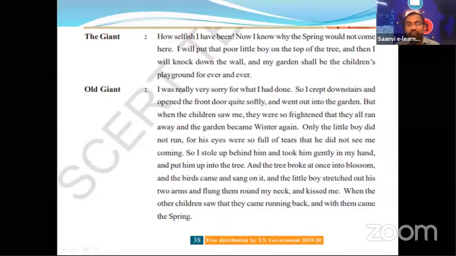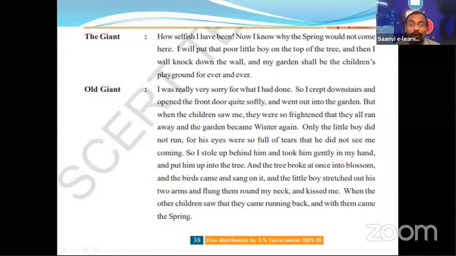And the little boy stretched out his two arms and flung them around the giant's neck and kissed him. So the little boy was not afraid. When you feel a lot of love towards your father and mother, you fling your arms around them and kiss their cheeks, isn't it? So the same thing had happened here.